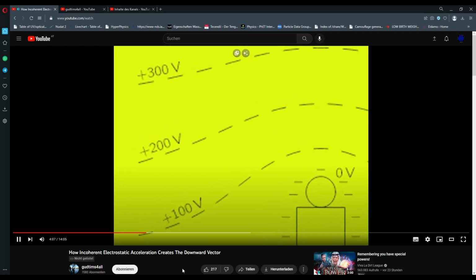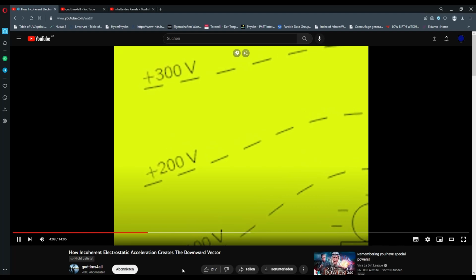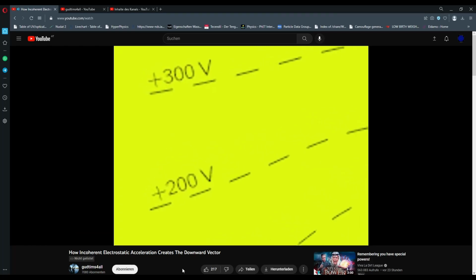As soon as you leave the surface, there is a positive charge in the air around you that grows in electrostatic potential.